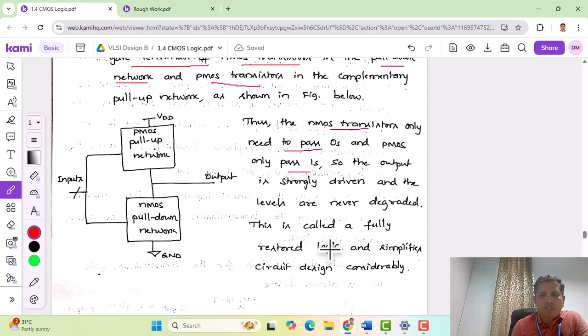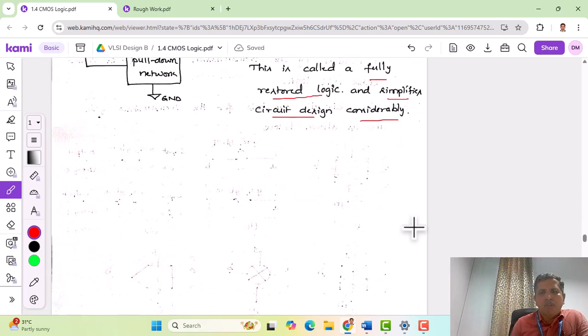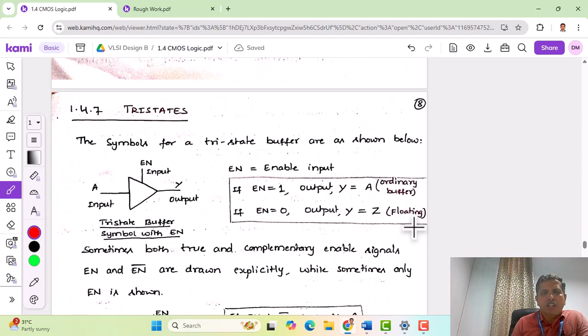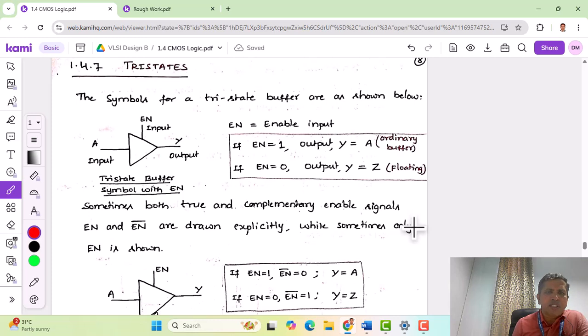This kind of logic is called fully restored logic, and there is no question of degradation in the case of CMOS. This kind of fully restored logic simplifies the circuit design in a considerable manner. That's all about fully restored logic, and now let us discuss another important circuit called tristates.